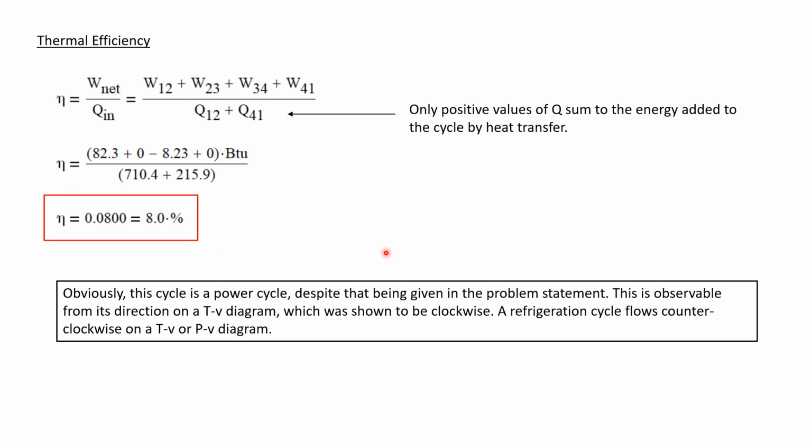And there's another interesting notation that you can make from this problem. Notice on the power cycle or the TV diagram that the processes progress in a clockwise fashion. And a clockwise cycle on a TV or a PV diagram represents a power cycle. It will produce work. If it were rotating counterclockwise, that would be a refrigeration cycle, and that would require work being input to this cycle.